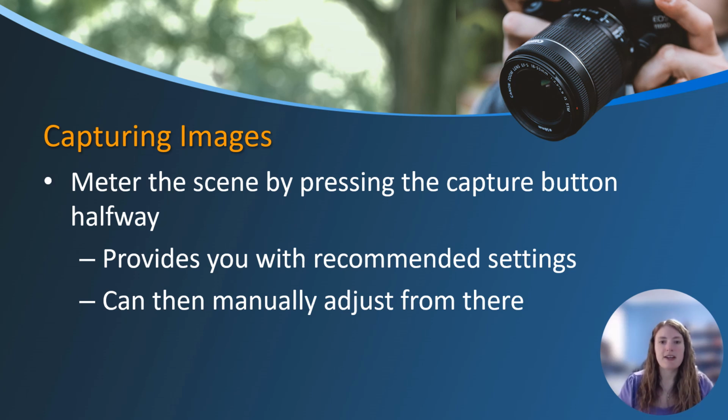To use metering, you want to press the capture button on the camera halfway down. So usually you would go click. This time you would want to go key, a little half down. The camera will then flash the recommended settings at you. So you'll either see those at the bottom of the viewfinder, they'll pop up, or you'll see them on the back screen of the camera, depending on how you have your display settings turned on.